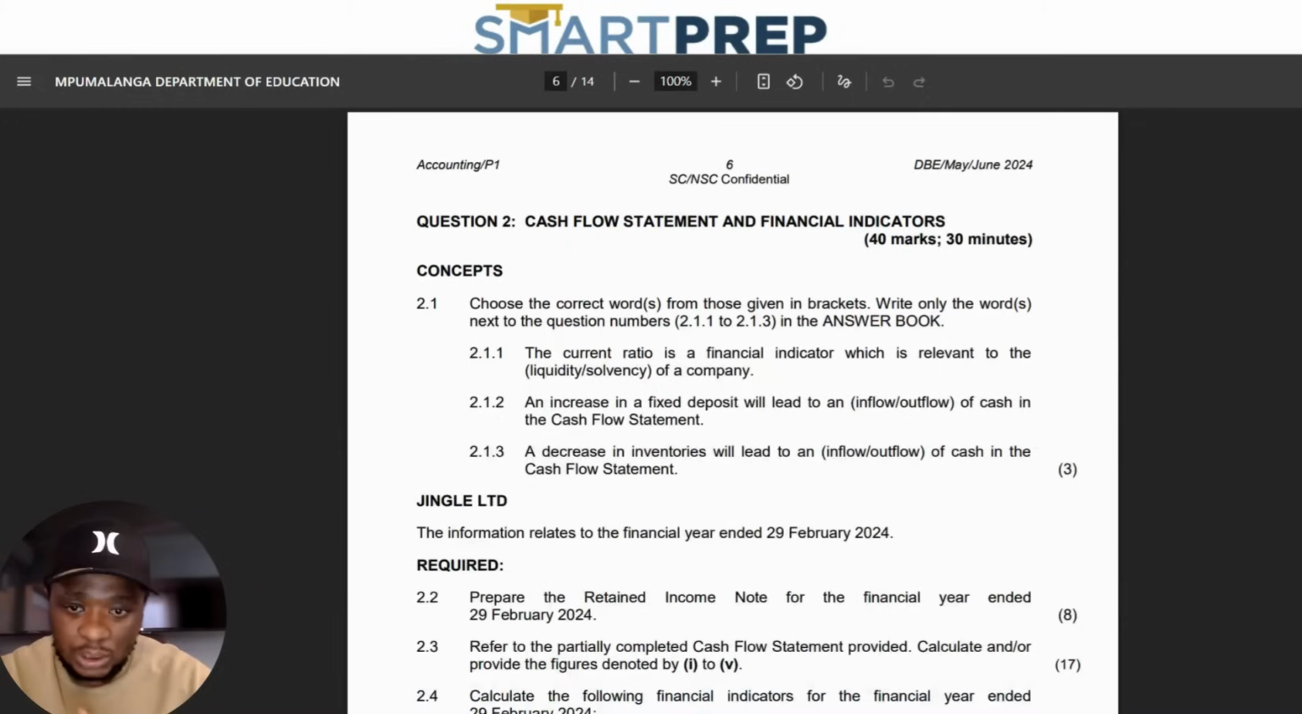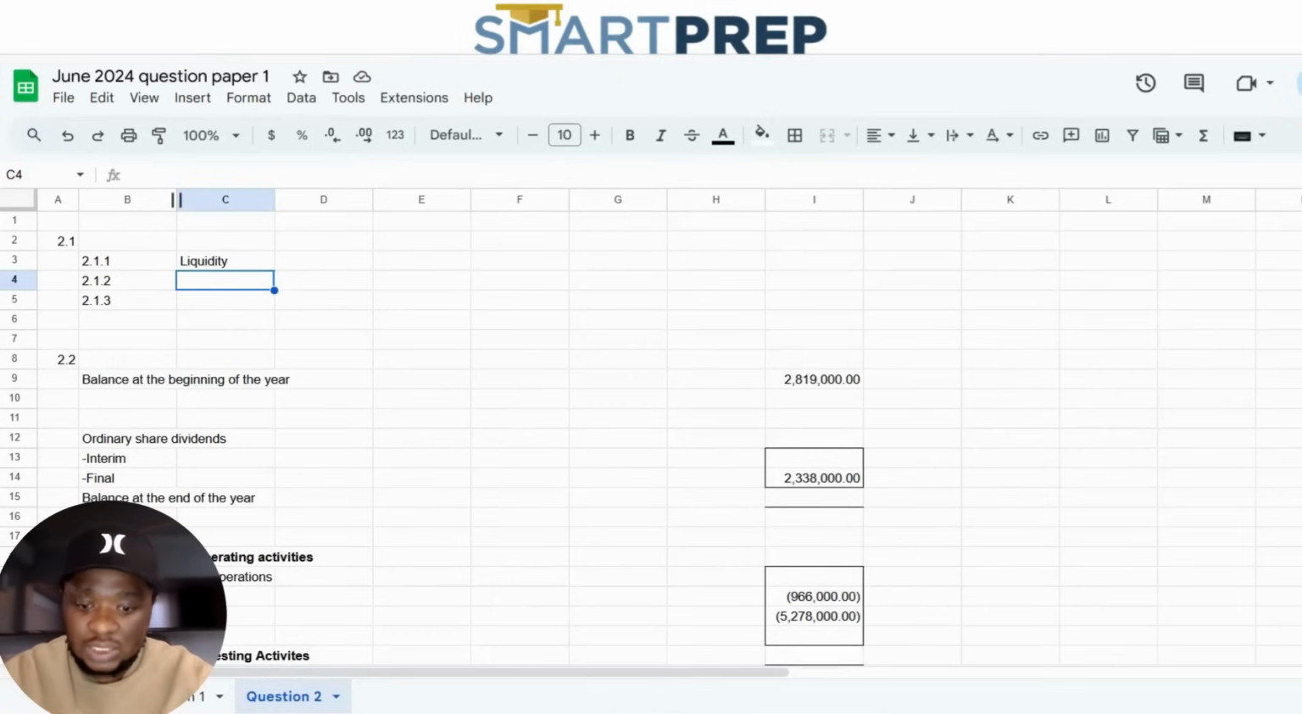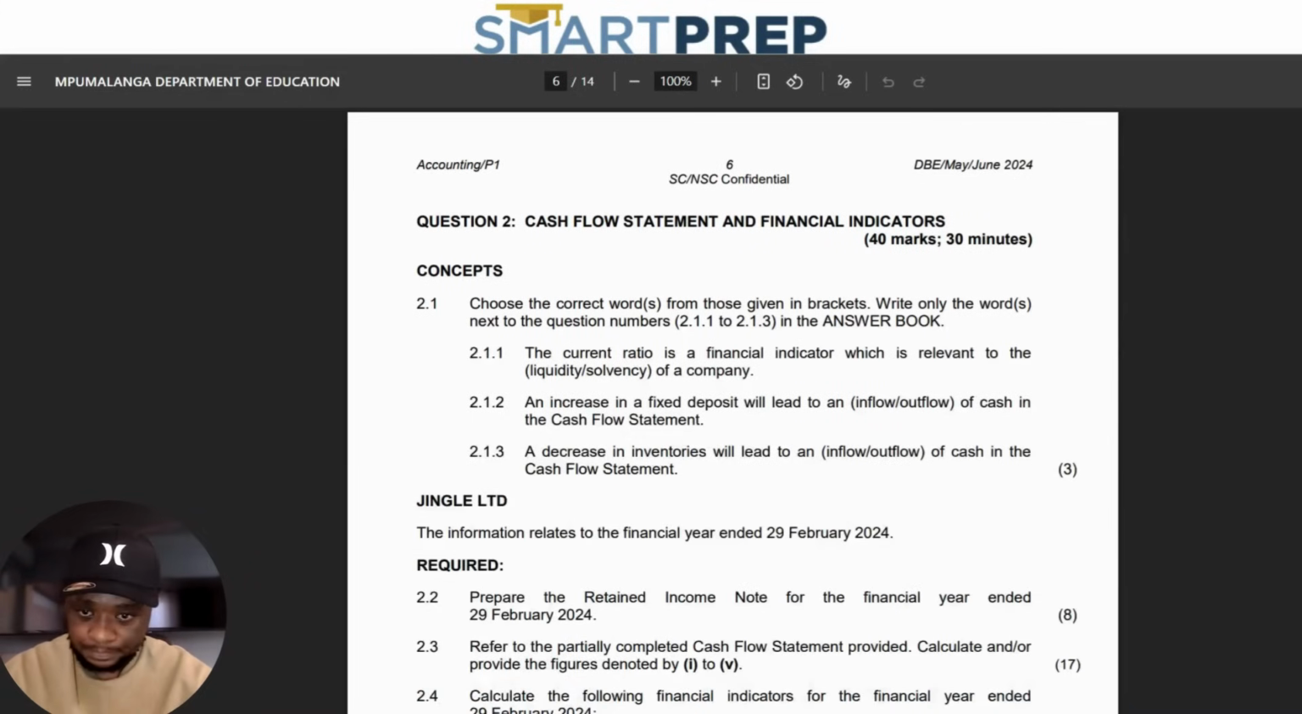Let's look at the next question. An increase in a fixed deposit will lead to an inflow or outflow of cash in the cash flow statement. Now, if you increase your fixed deposit, that means that you take money from your bank and then you go and put it in an investment. So that would be money coming out. In that case, we'd say that that is an outflow. If you are increasing your fixed deposit, it means you're taking out more money from your business and putting it towards some financial investment.